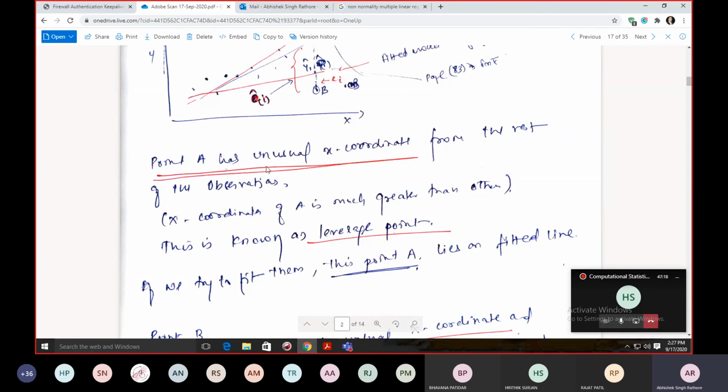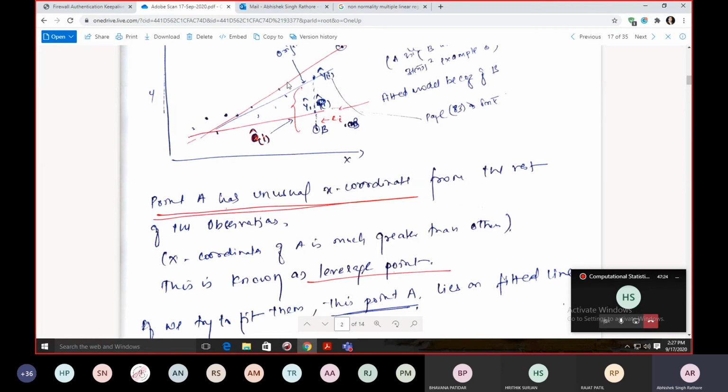And when we try to fit this line, this particular point A lies on that line. So if you have a leverage point, this leverage point changes your data. This leverage point is again an outlier, and it usually lies on your new fitted line because it affects your overall data. Fine. So this is my leverage point.